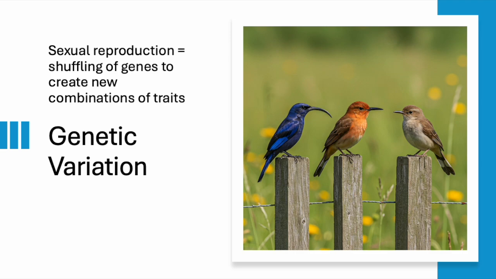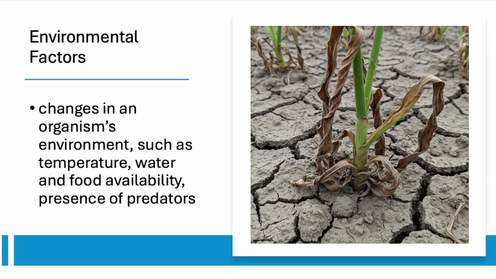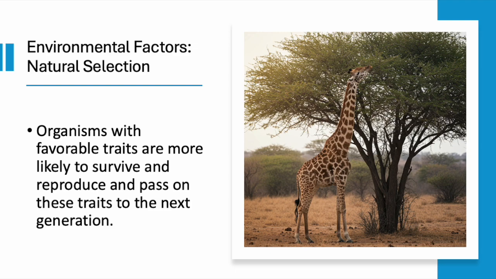Now let's talk about environmental factors. Environmental factors are the conditions in an organism's environment, such as temperature, food availability, and predators. Environmental factors can affect which organisms in a population are most likely to survive and reproduce. This process is called natural selection.